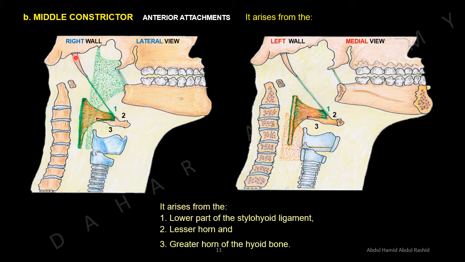Now this is the styloid process. This is the lesser horns and greater horns of the hyoid bone. This is the stylohyoid ligament. Now we are going to talk about the anterior attachments of the middle constrictor. Number 1, the middle constrictor is attached to the lower part of the stylohyoid ligament and to the lesser horn of the hyoid bone and to the greater horns of the hyoid bone. This is the anterior attachment.